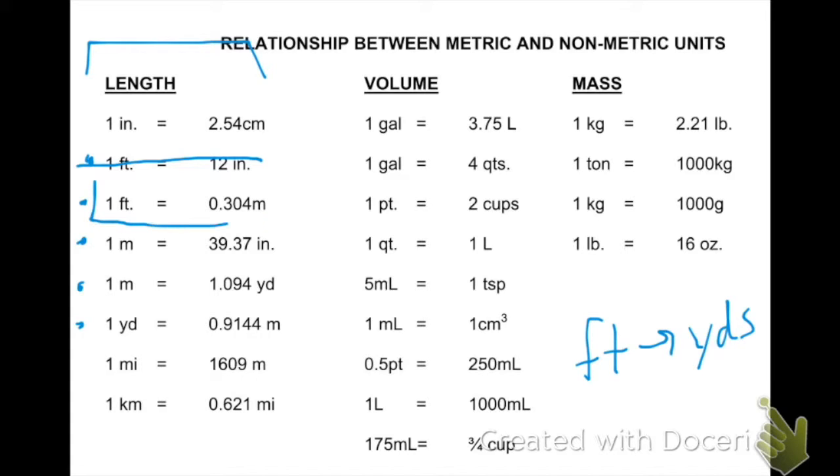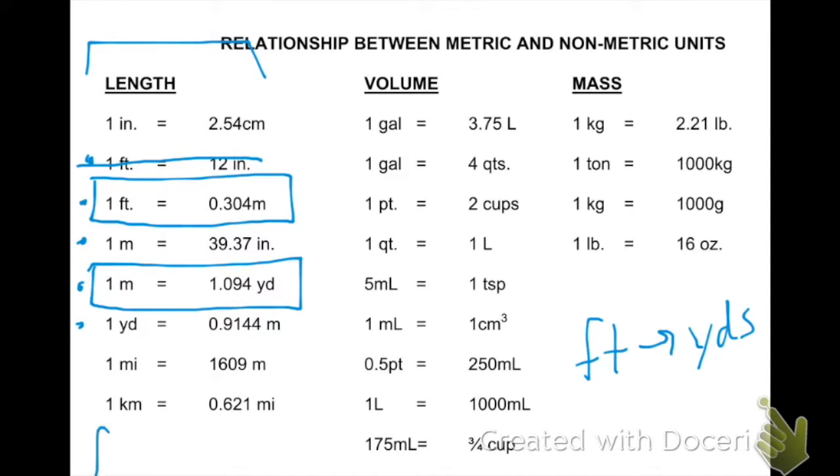So we're going to have to use 1 foot equals 0.304 meters. And then we can go from meters to yards. I guess I should say, if you wanted to, you could go feet to inches, inches to meters, and then meters to yards. You could definitely do that. But in this particular instance, it's a lot easier just to go feet to meters and then meters to yards. It's much simpler to do it that way.